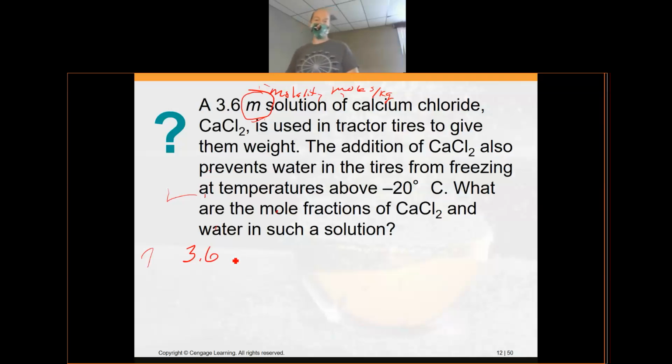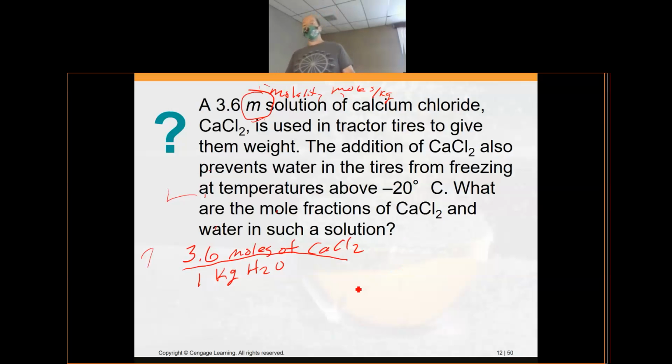very precise. You have to know that that means that you have moles of calcium chloride. So we have 3.6 moles of calcium chloride in 1 kilogram of water because it is a solution of calcium chloride. All right, so water is the universal solvent. If it doesn't say that there's some other solvent, it is always water. All right, so we need to find the mole fraction of calcium chloride and water in this solution.